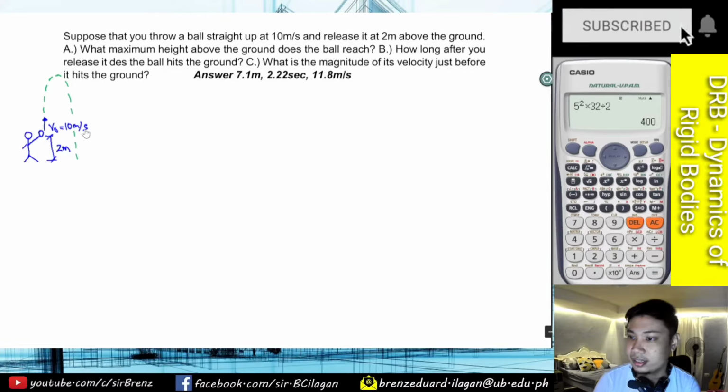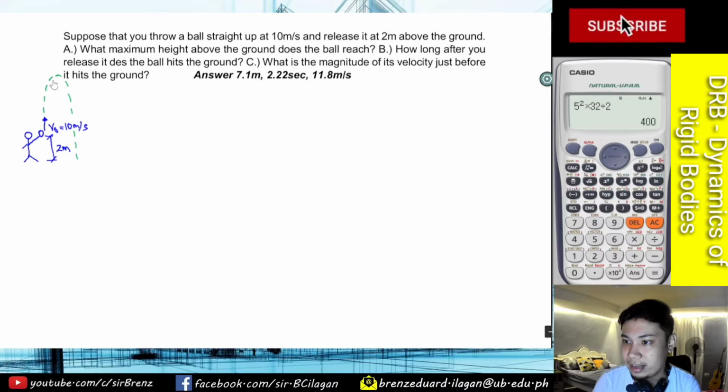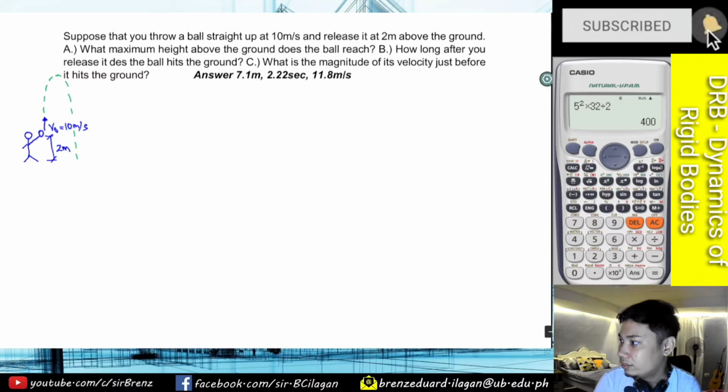Ayan. So there are several points na kailangan nating maano dito. So ito, ano nga yung sabi? What is the maximum height above the ground does the ball reach? So pinapahanap is ito, So hagibin ko na lang hanggang dito. So palitan natin ng kulay.